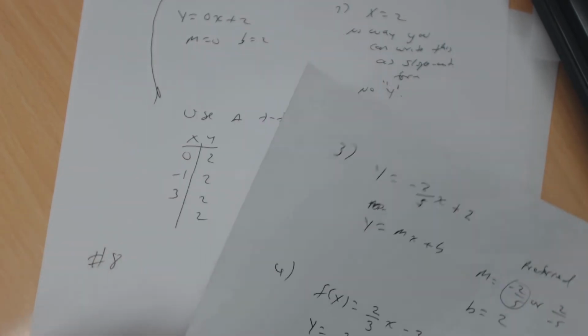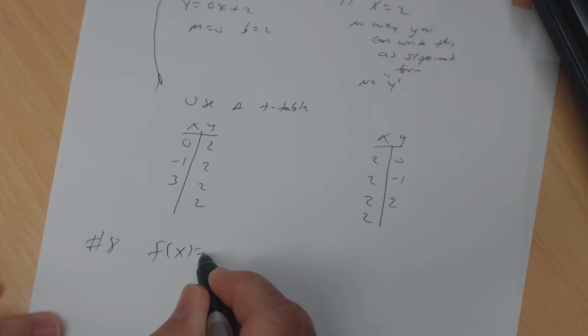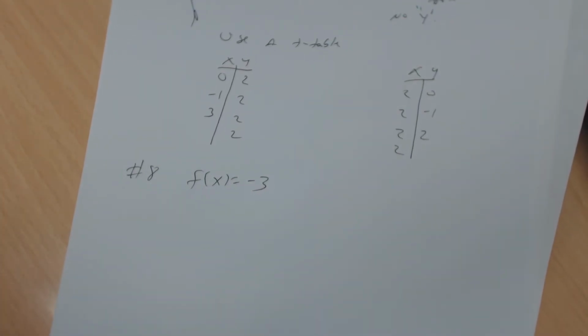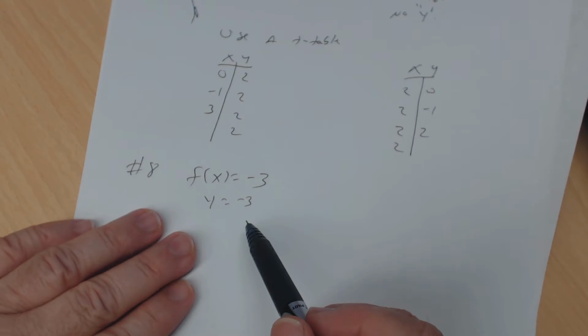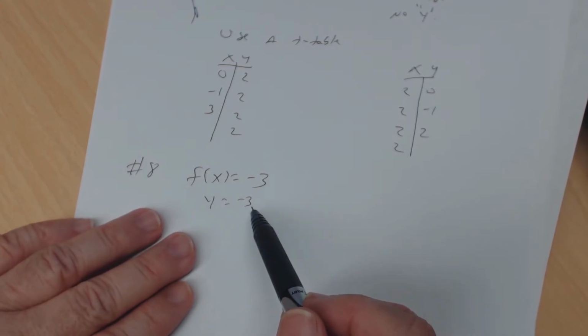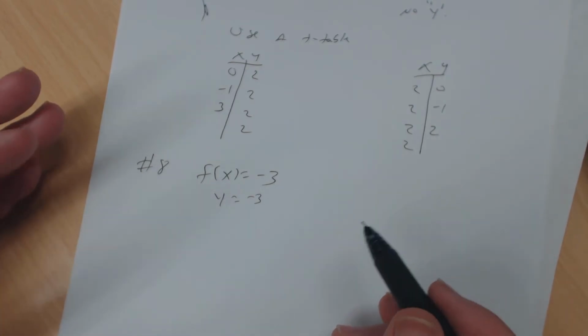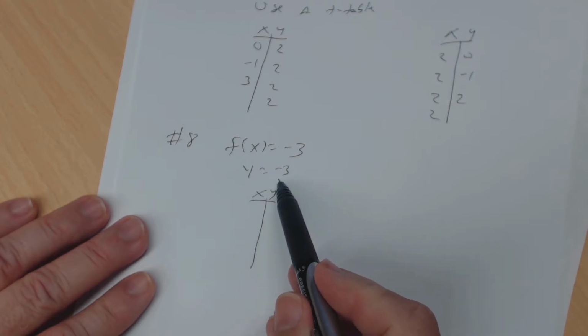Suppose you had f of x equal negative 3. Now remember f of x, you've got to rewrite this to help you. F of x means the same thing as y. So this means the same thing as y equals negative 3. Well, remember, if it's just y equals a number, what kind of line is this? Is it horizontal? Is it vertical? Well, if you get confused, do the t-table. So this says that y always equals negative 3.